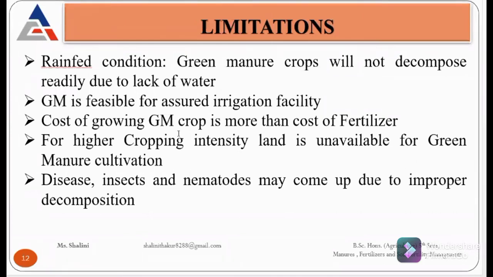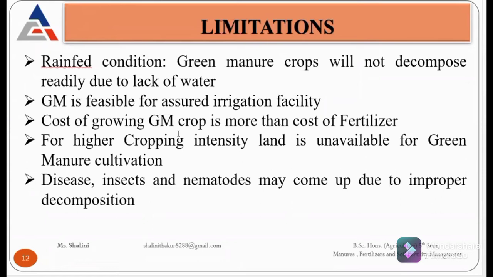Then for higher cropping intensity, land is unavailable, because if we are doing broadcasting, the maximum plant population grows there, and that is where we have to sow our main crop. So the cropping intensity is higher for our land. Green manure cultivation cannot be compared to our main crop, because the canopy area is very high compared to our main crop.